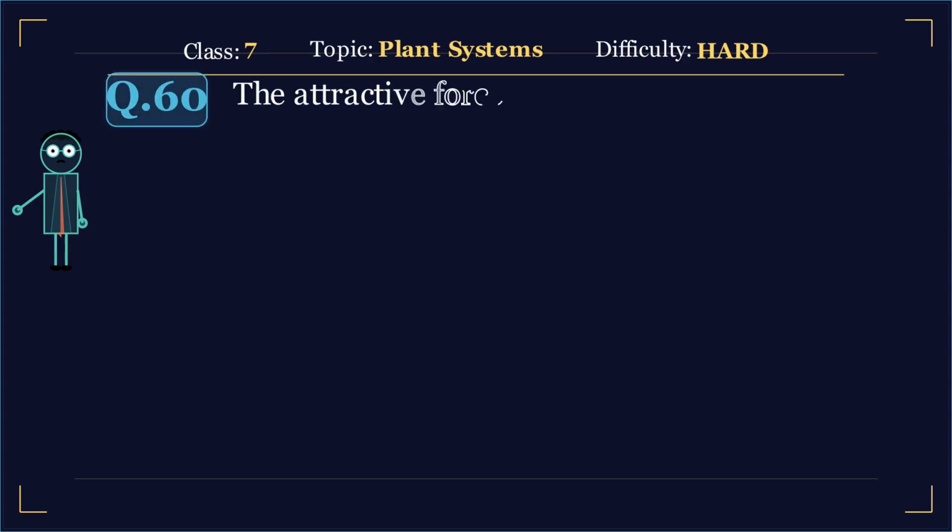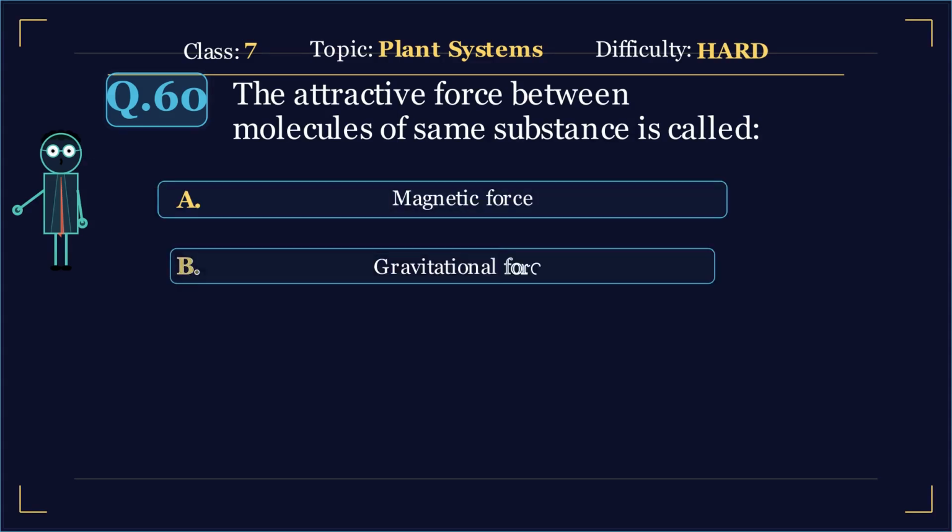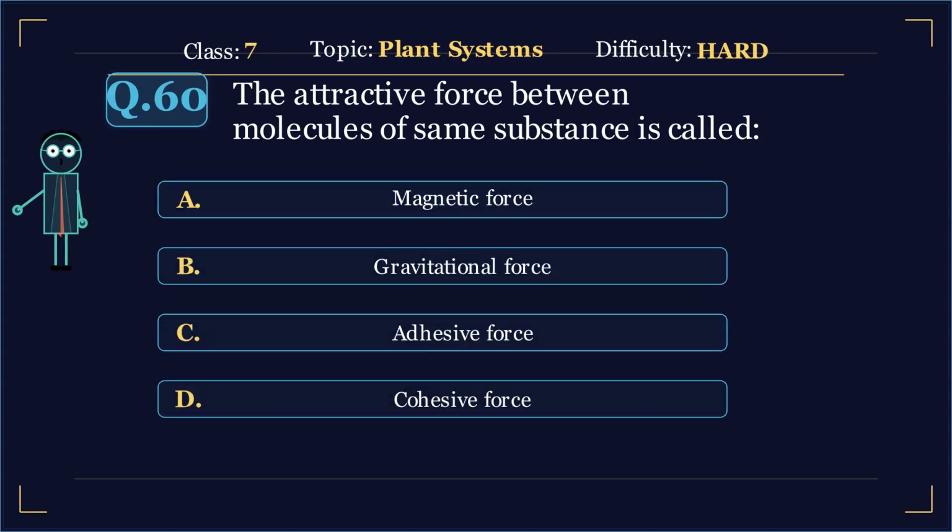Question 60. The attractive force between molecules of the same substance is called. Option A, magnetic force. Option B, gravitational force. Option C, adhesive force. Option D, cohesive force. The correct answer is option D.